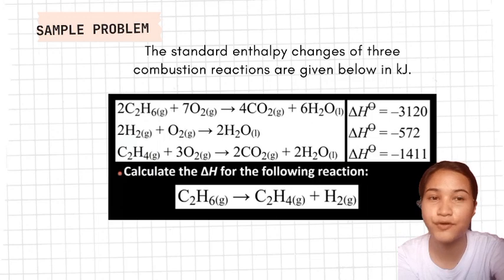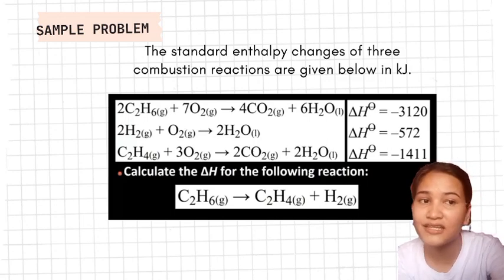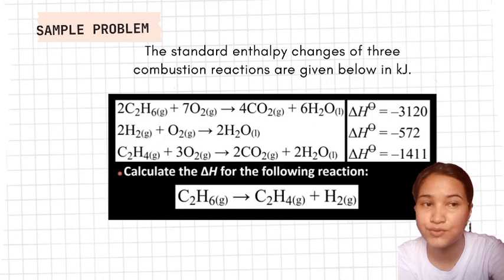The enthalpy change for this reaction is negative 572 kilojoules. In the last reaction, we have the combustion of 1 mole of ethane to produce carbon dioxide and water. The enthalpy change for this reaction is negative 1,411 kilojoules.